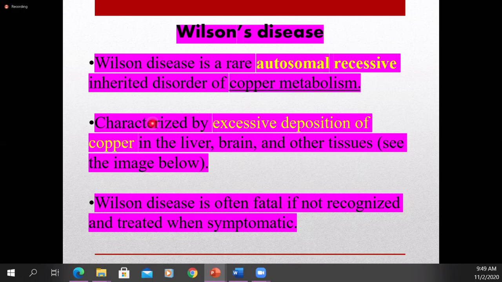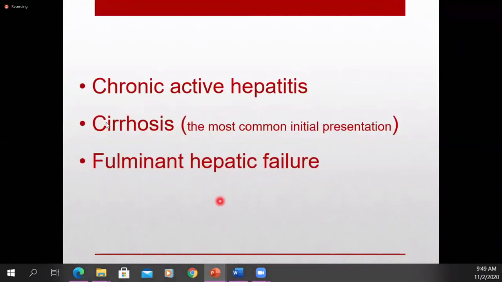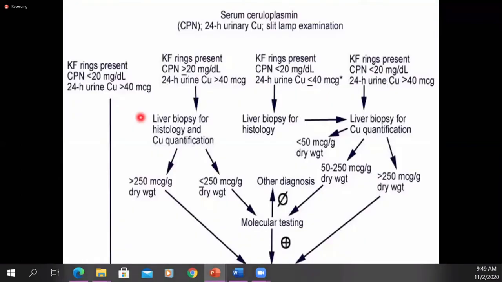Wilson disease is an autosomal recessive disease. It means it's genetic, okay, and it's related to the copper metabolism actually, and there is excessive deposition of the copper. Why is that? Because there is a problem in the transportation of the copper itself. The transporter مش موجود, and this is the slide that shows the accumulation of the copper in Wilson's patients, and they will have hepatitis condition, cirrhosis, and actually these conditions are associated with the liver failing to synthesize ceruloplasmin, the transporter.